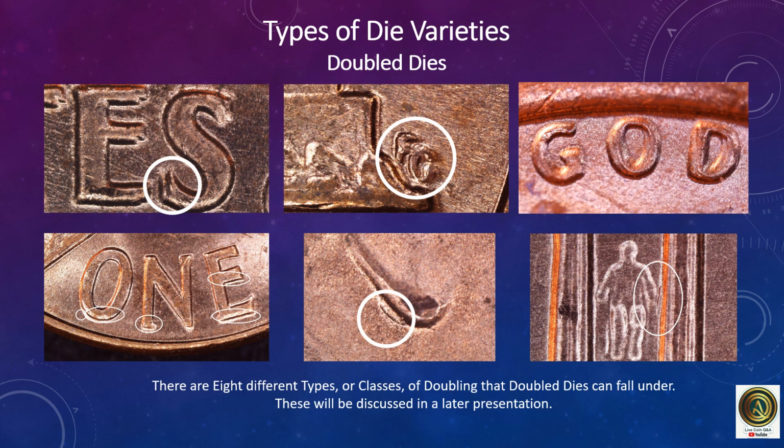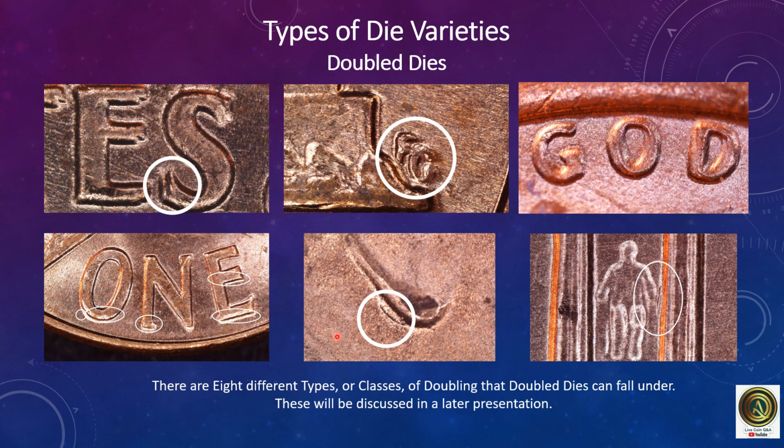Some types of die varieties is the doubled die. Here we have examples of a double die reverse, another double die reverse on a Lincoln cent, a double die obverse in the letters of G of God, G-O-D. Here we have a double die reverse in the letters of 1 in cent.